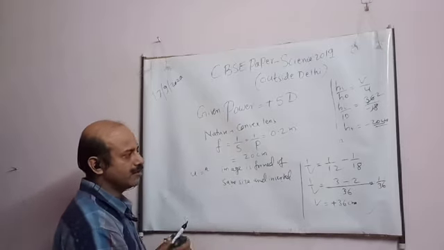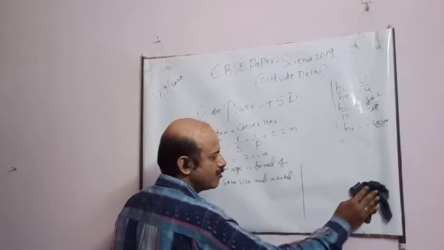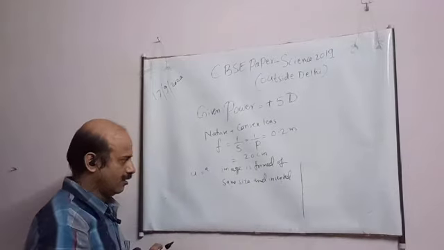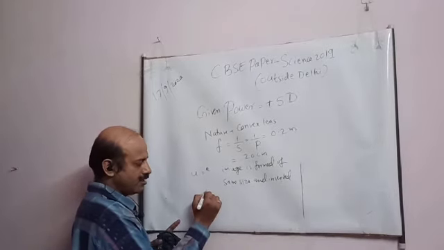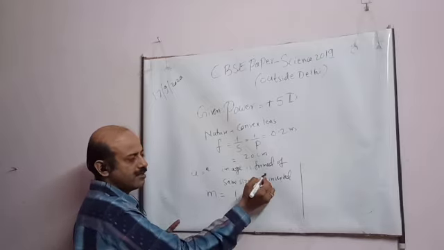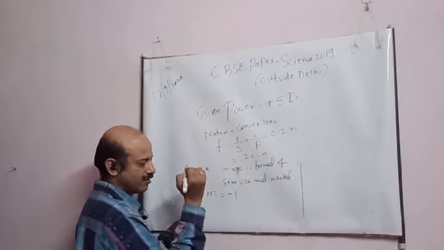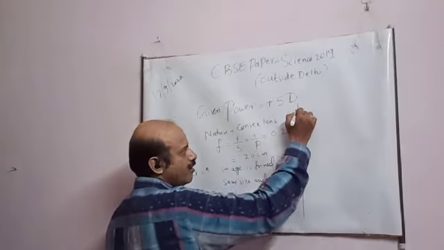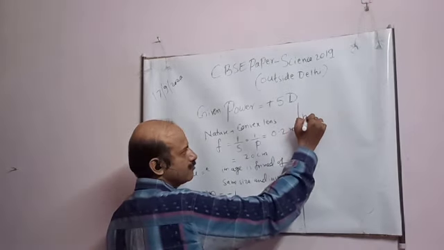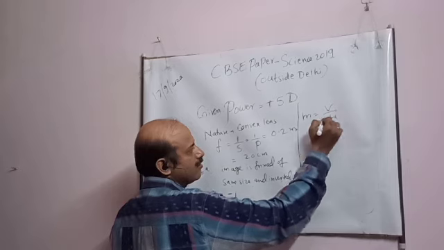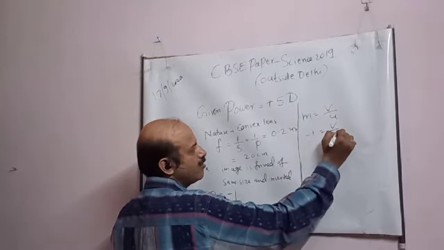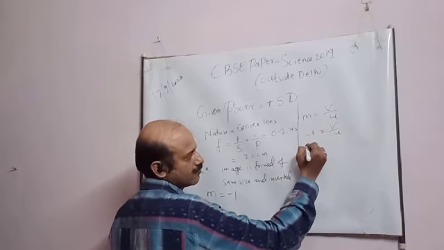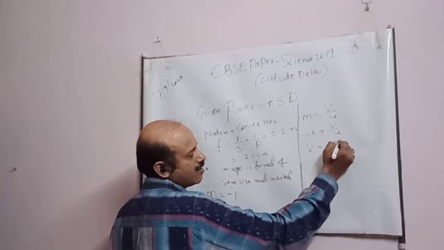Now, student, when it is given the inverted image of the same size, this you have to note. The same size means the magnitude of m is 1, and since it is inverted, which means real, m is minus 1. This data you have to note, student. So m is minus 1. Now the formula for magnification is v upon u, student. So minus 1 is equal to v upon u, so v is equal to minus u, student.